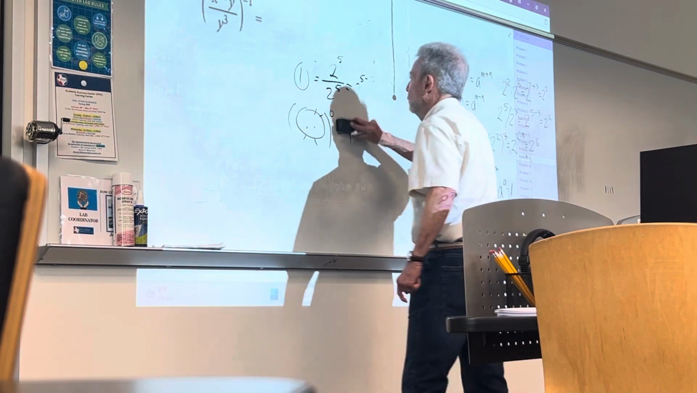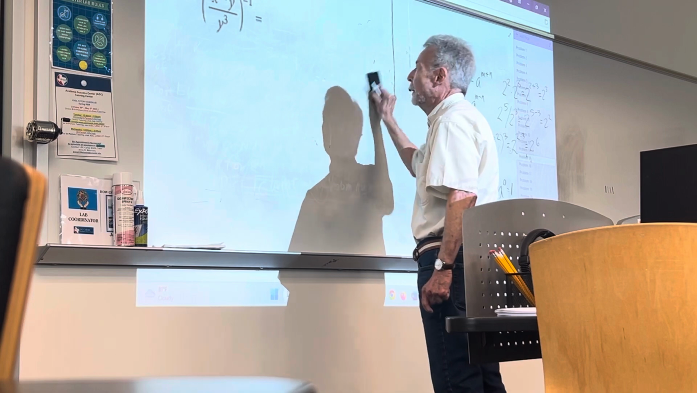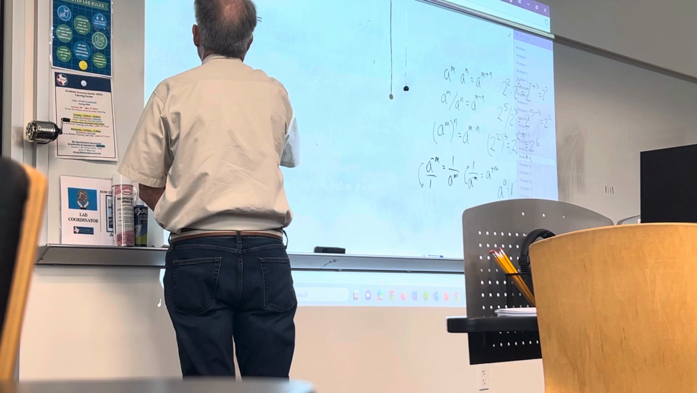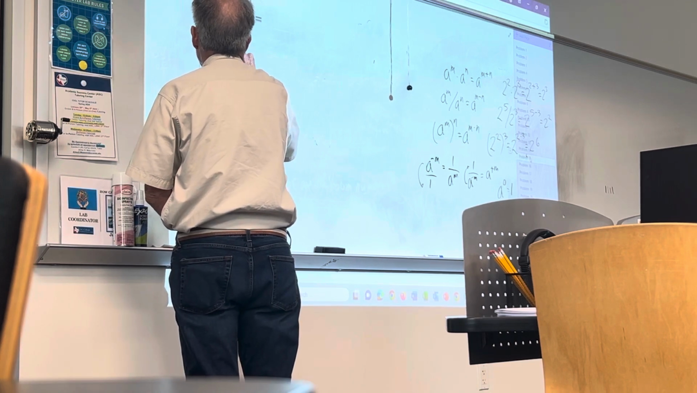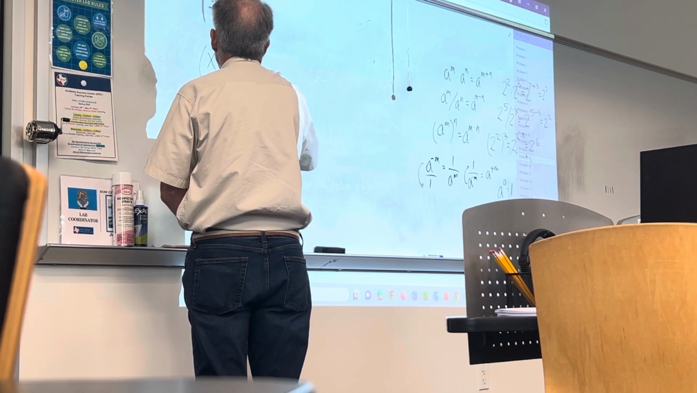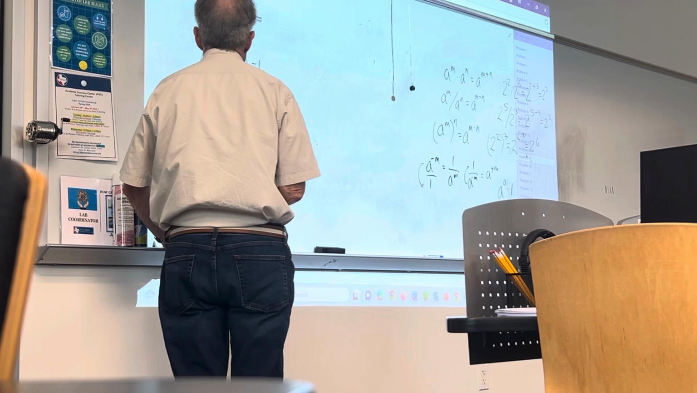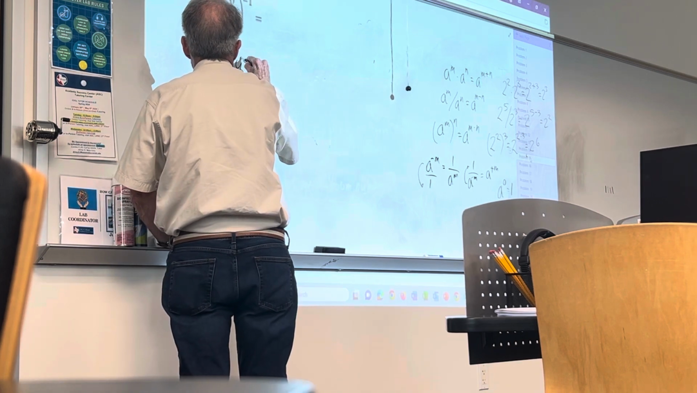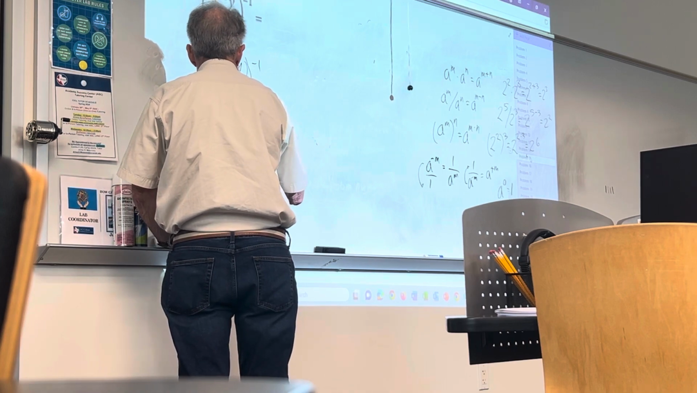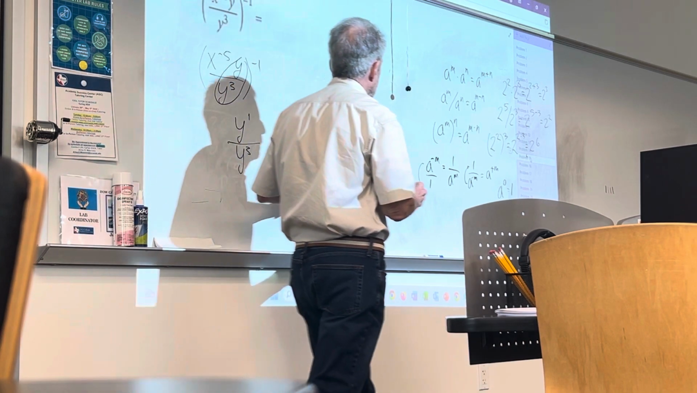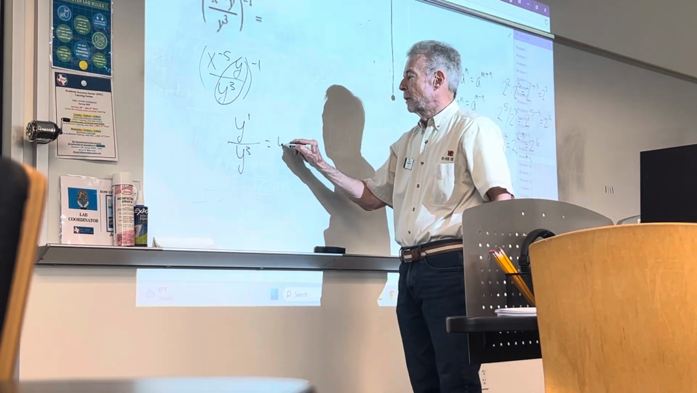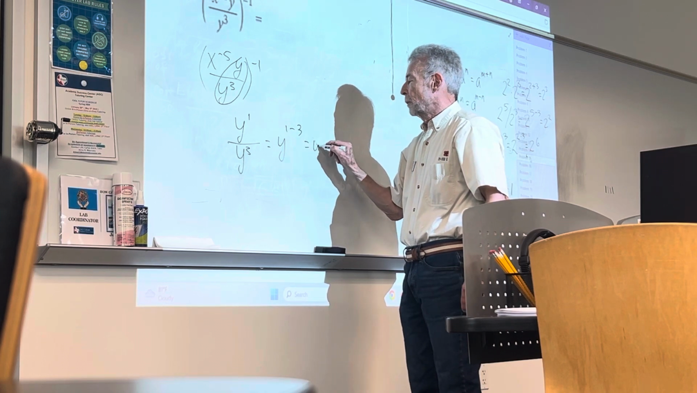Okay, so let's use these rules to see if we can simplify this. First of all, let's work inside this. So I have x to the minus 5 times y over y cubed, all to the minus 1 power. If I combine these two, this is y to the first divided by y cubed. Well, that's a division, so I've got to subtract the exponents. So this is y to the 1 minus 3, which is equal to y to the minus 2.